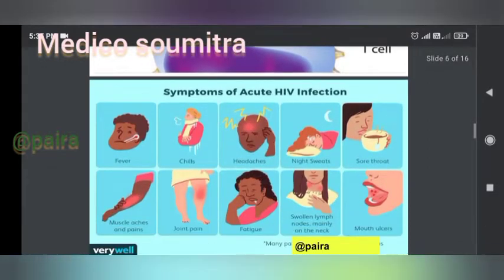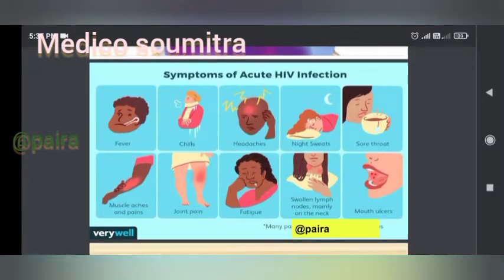Next we'll see the acute HIV infection symptoms. What are the symptoms? Like fever, we can see chills, headaches, night sweats, sore throat, muscle aches and pains, joint pain, fatigue, swollen lymph nodes, mainly on the neck, and mouth ulcers. So these are the symptoms. If you're not understanding, it's very easy. You can pause the video and you can easily check it out.